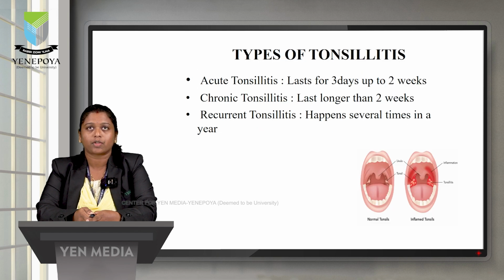Next is about the types of tonsillitis. There are three types. First one is acute tonsillitis, chronic tonsillitis, and recurrent tonsillitis. So in acute tonsillitis, infection will be present for a short duration. It lasts from 3 days up to 2 weeks. Then the chronic tonsillitis, here infection will be present for a longer duration. It may be longer than 2 weeks. And the third one is recurrent tonsillitis. So here infection happens several times in a year. It may be more than 7 episodes in a year.